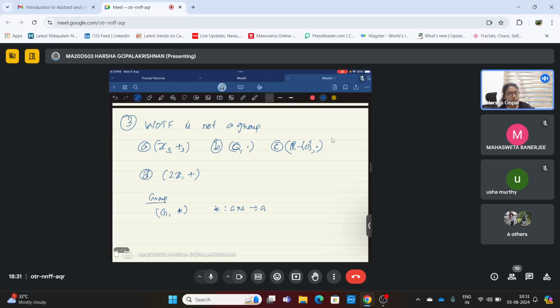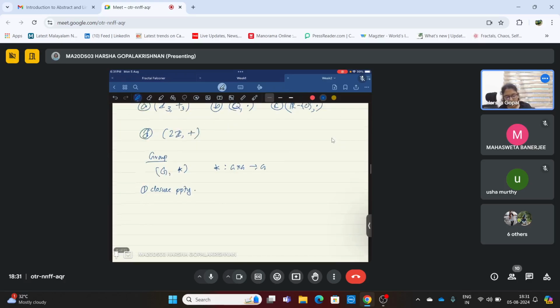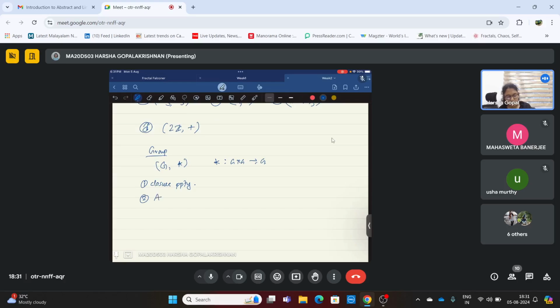So, let us recall what all the properties are. The first one is the closure property. I am not giving the details since we have already covered that in class. But closure property means if A and B are in G, then after the operation, A star B should also belong to G. And the second one is associativity.